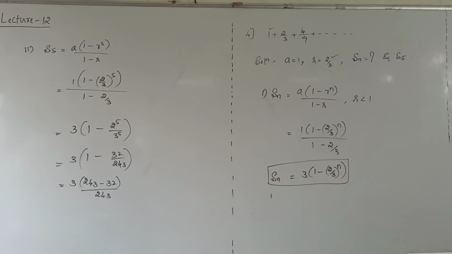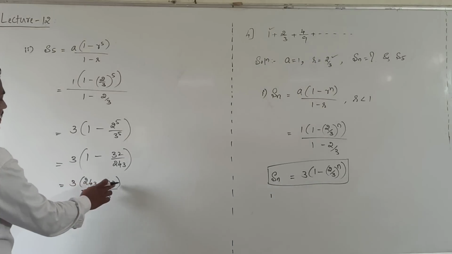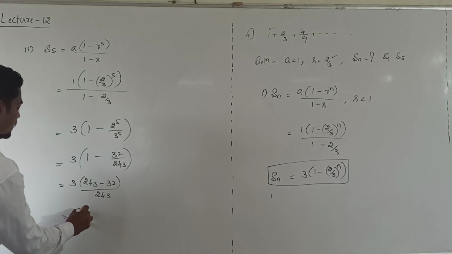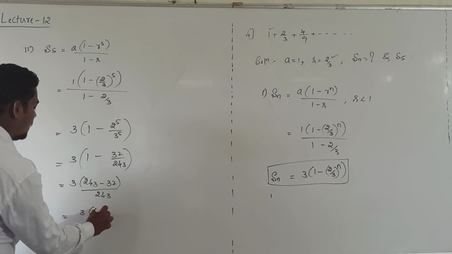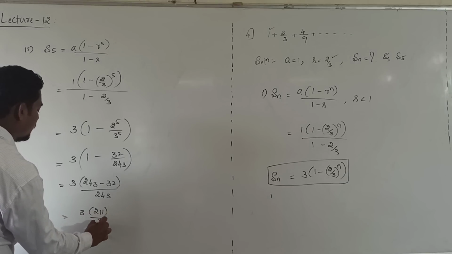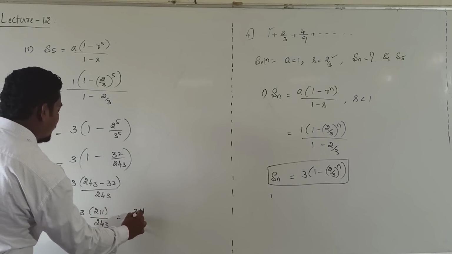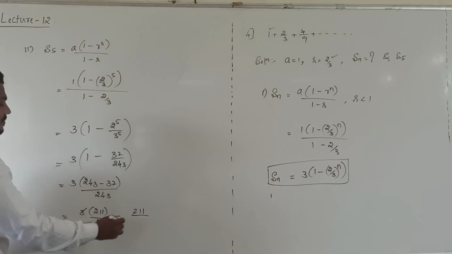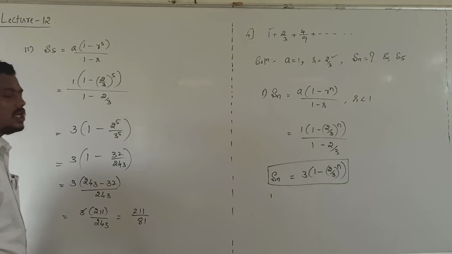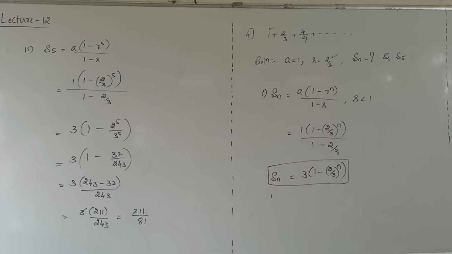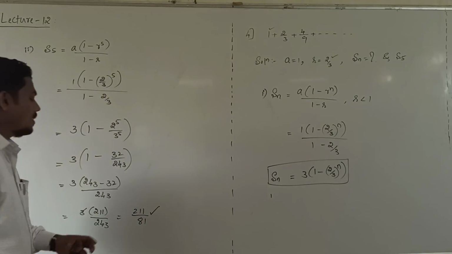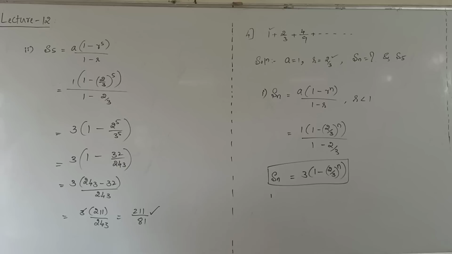After that, usual simplification. 243 minus 32, 3 into 211 divided by 243, that's equal to 211 divided by 81. 211 divided by 81 is our required answer. Sum of first 5 terms is 211 divided by 81.